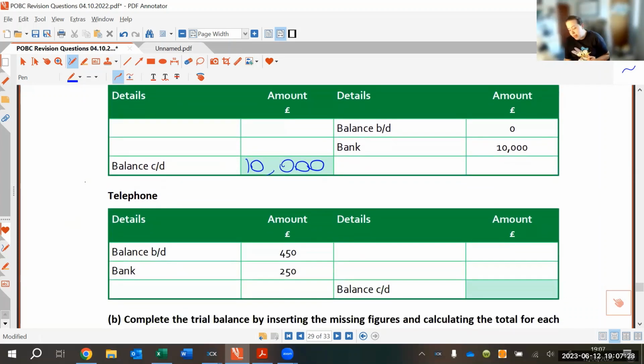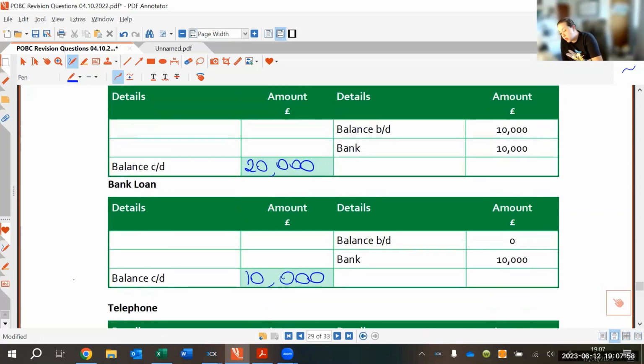And then the last one then, what is our balance on the telephone account for the telephone expenses? What do we think? We've got 450 and 250. What does that give us? Lovely, thank you very much. Yes, 700. Yeah. So hopefully 4 pretty straightforward marks there out of the 10 on this task. And we now get the other 6 by putting the figures into our trial balance.